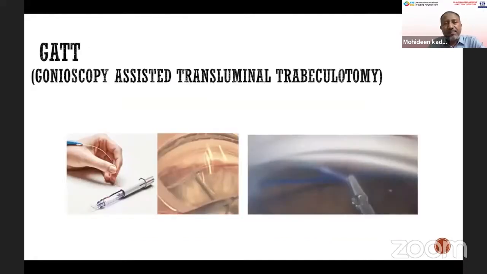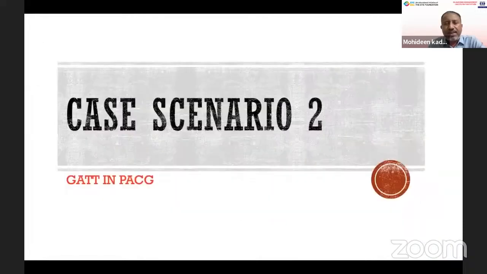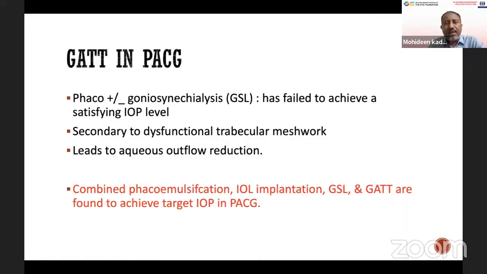But next comes the GATT. GATT is gonioscopy-assisted transluminal trabeculotomy. You have both illuminated catheter and also sutures, and what we use is suture because of the economic way. I'll give you a case scenario of GATT in a PACG case. Normally in a PACG, just phaco and goniosynechialysis may not achieve the target intraocular pressure. You need to open the trabecular meshwork by doing a GATT.